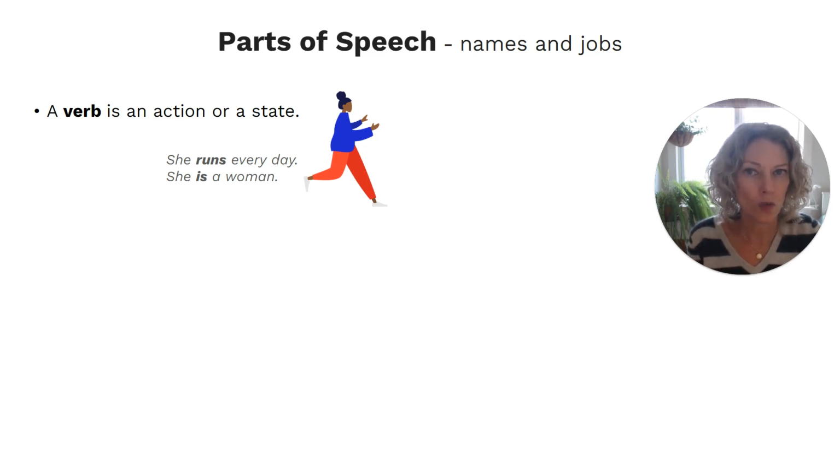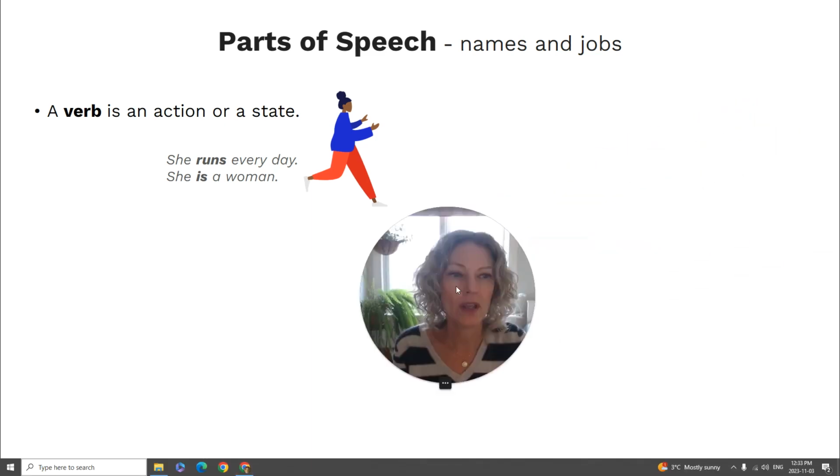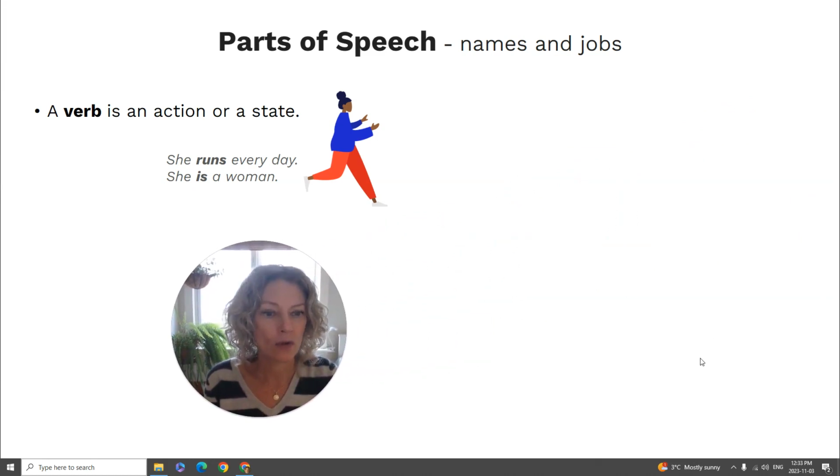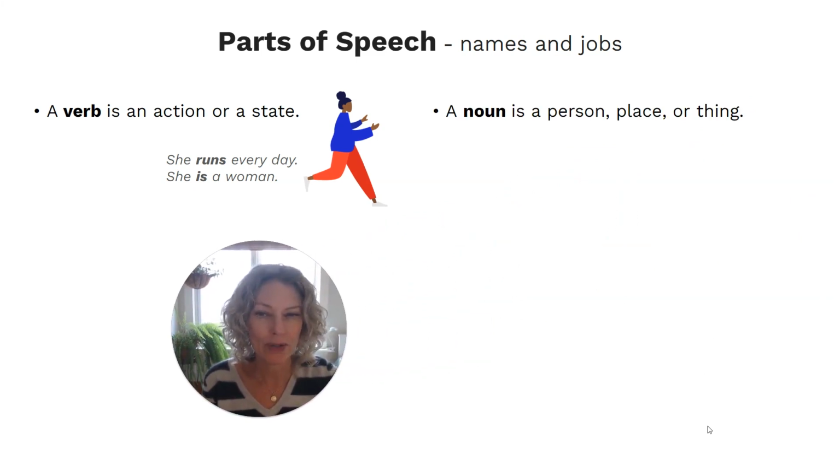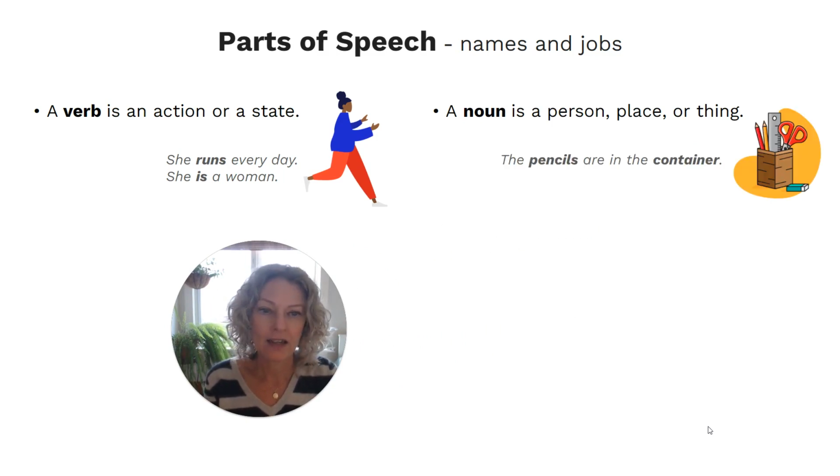She is a woman. Okay, then nouns are also important parts of speech. Nouns are people, places, or things. An example of a sentence with some nouns in it is, the pencils are in the container. The word pencils, those are things. You can see them in the container there. And then the word container, that's another thing. And so that's another noun.